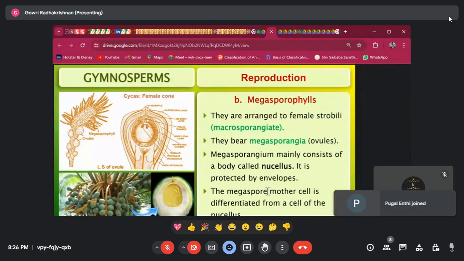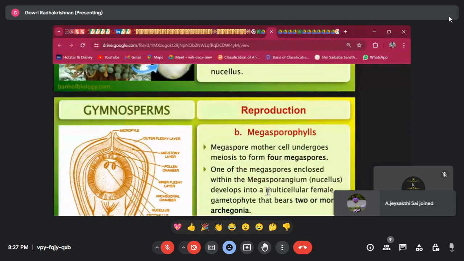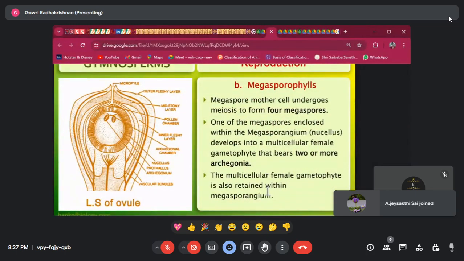And the second one is the megasporophylls. They are arranged in female strobili, that is megasporangiate. They bear megasporangia, that is ovules. Megasporangium mainly consists of a body called the nucellus. It is protected by envelopes. The megaspore mother cell is differentiated from a cell of the nucellus. The megaspore mother cell undergoes meiosis to form 4 megaspores.